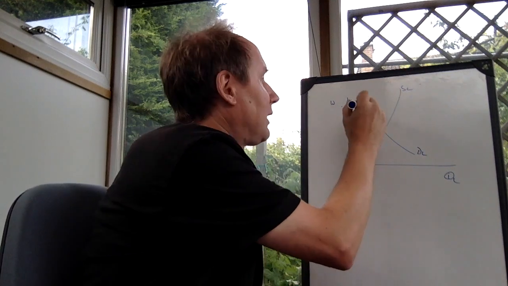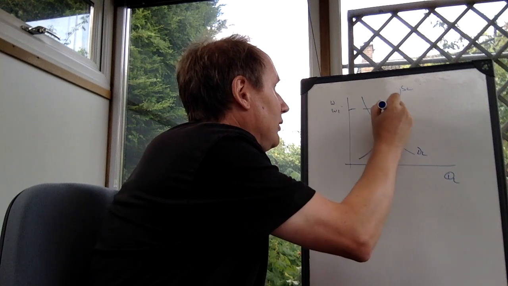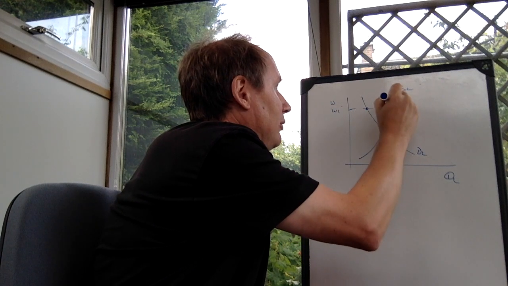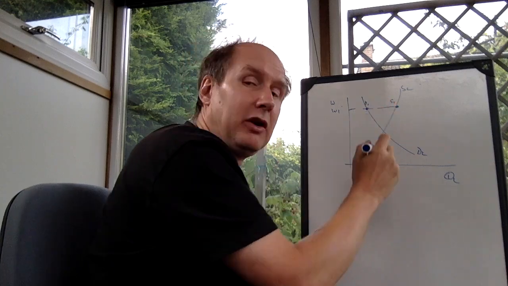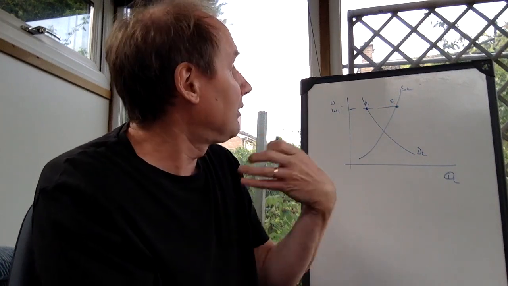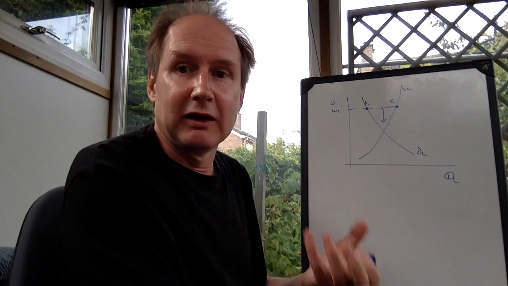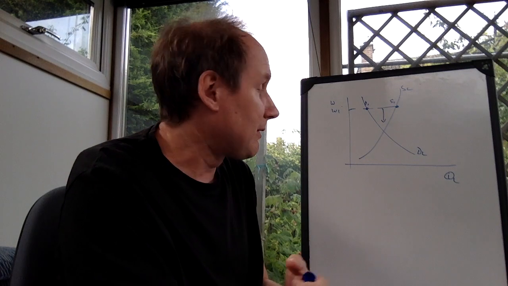We know that if wages were at W1, there'd be excess supply. Supply would be S1, demand would only be D1. There's too many workers looking for jobs, essentially there'd be unemployment. That would drive down wages. Workers would compete with one another, to try to undercut other workers.